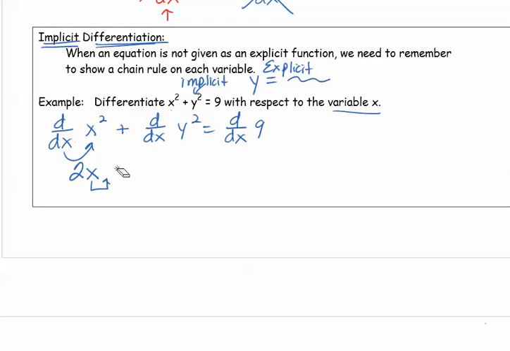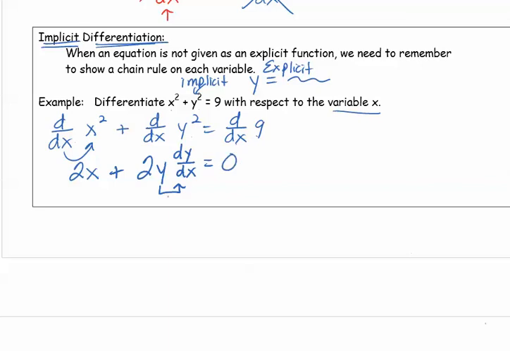So here I'm going to erase it. But that's a reminder that when we do the derivative of the y term, we need to now remember the chain rule on the y will always leave a dy dx, and that's going to stay there in every problem. And the derivative of a constant is 0.